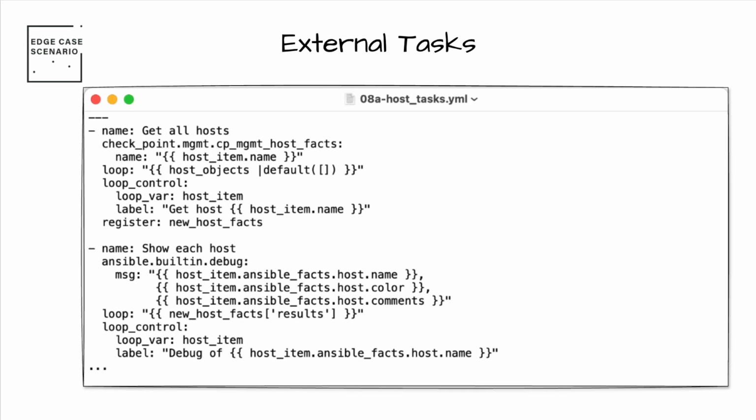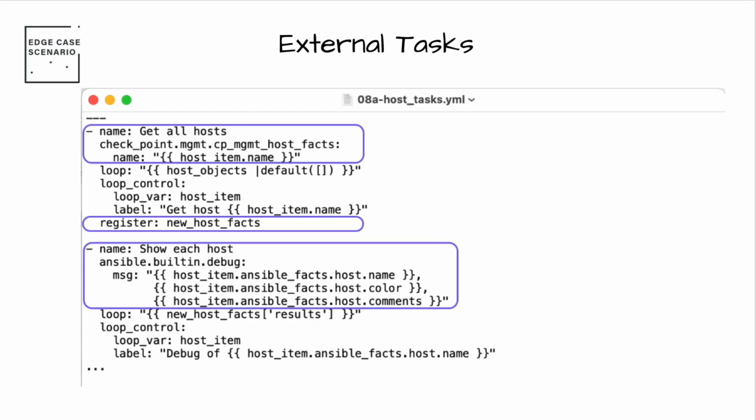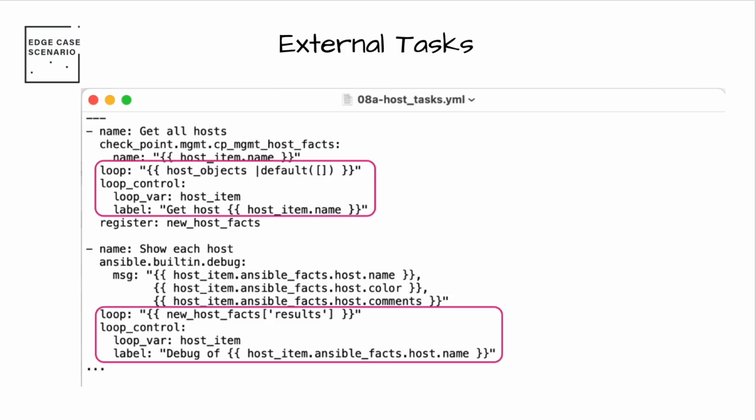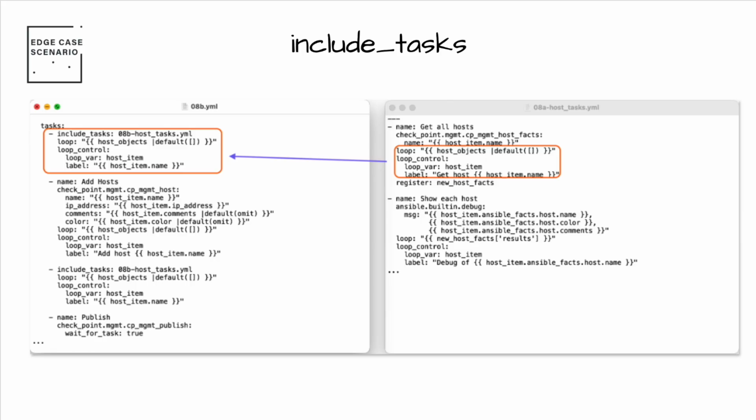As a general rule, don't use loops inside the external task list. There is a better way to use loops. In the external task list, I'll keep all of the task parameters and variables as they were, but I'm removing the loop and loop control parameters. These control statements will be moved back to the main playbook where they will be applied to the include task directive. Yep, you can loop an include task directive.